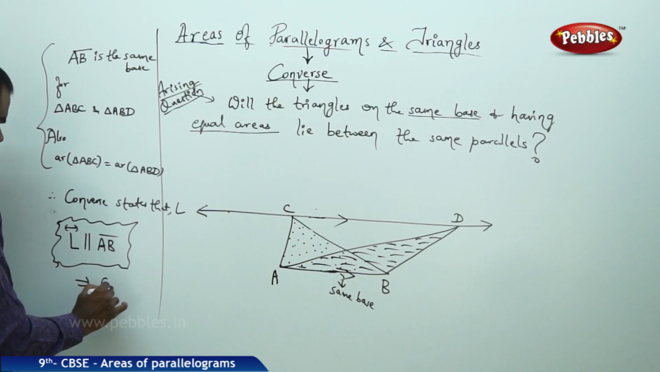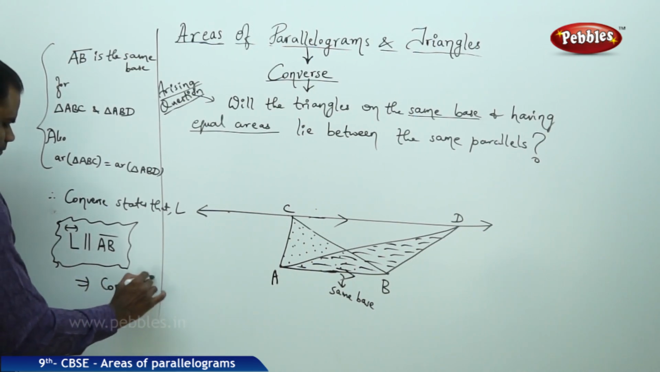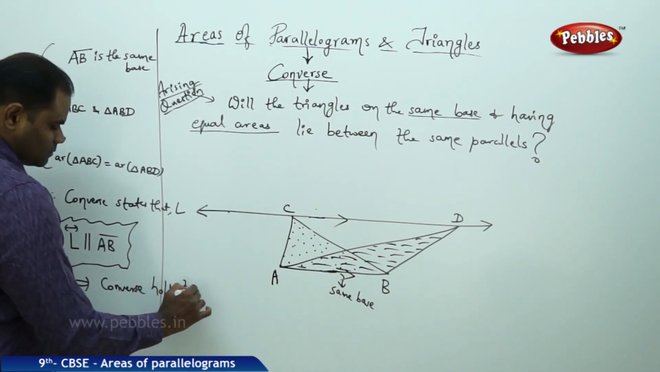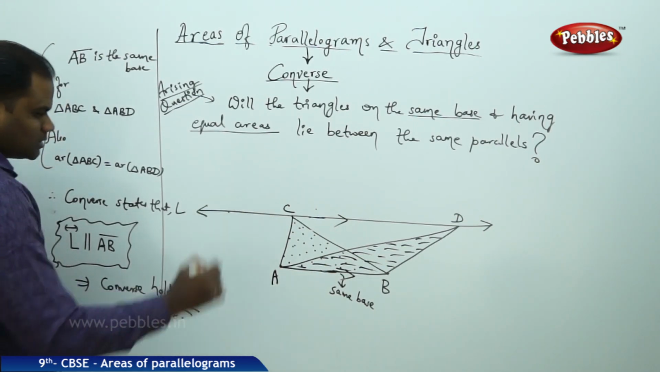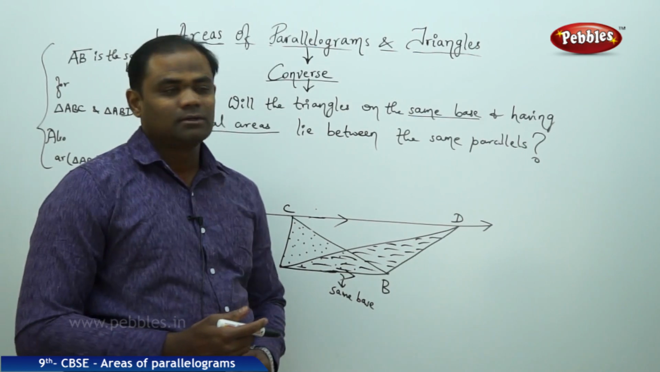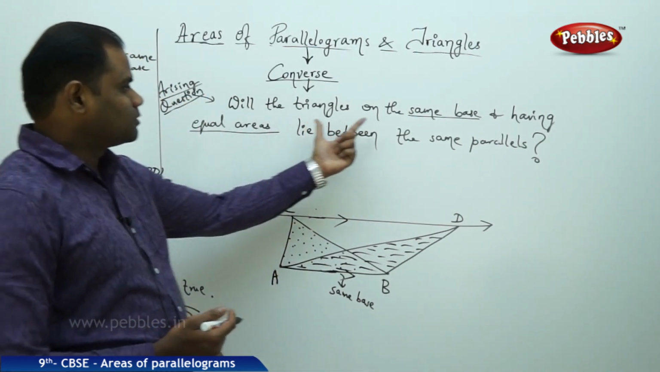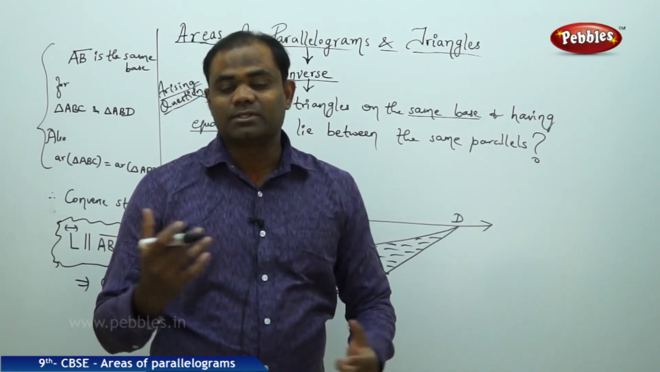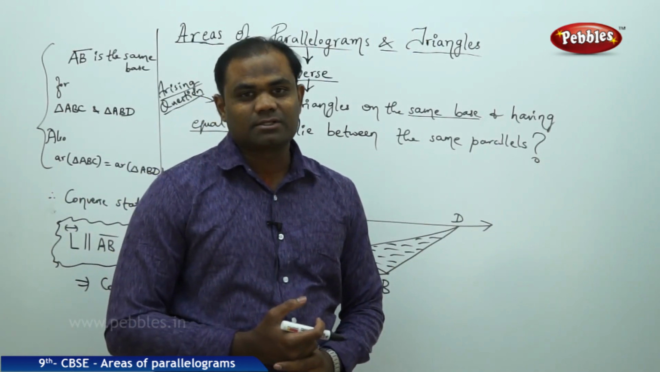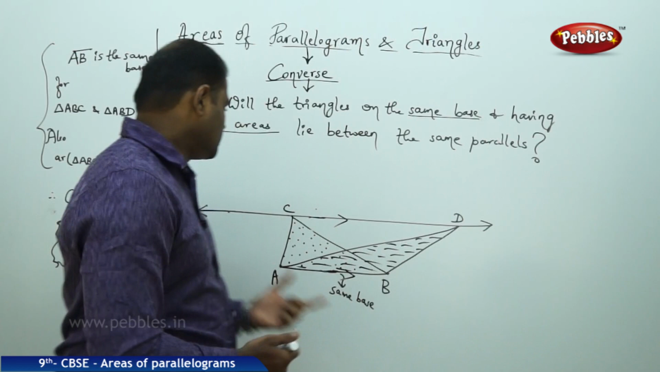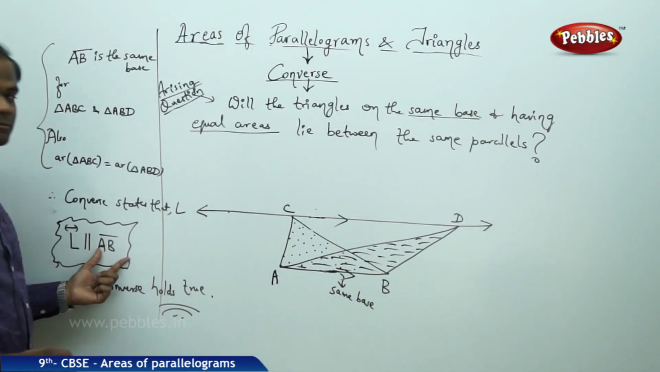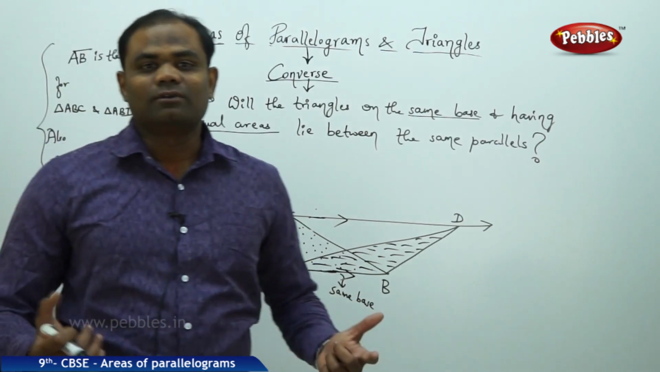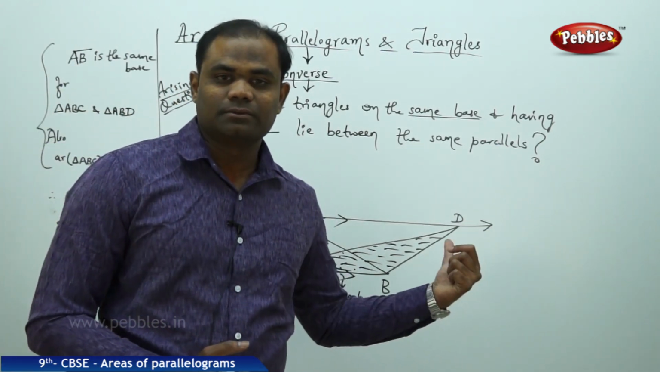That implies the converse holds true, is how we understand. So therefore, the triangles which are on the same base and having equal areas must lie between the same parallels. They must be parallel. L parallel to AB, the same base, is how we understand the converse and its conclusion.